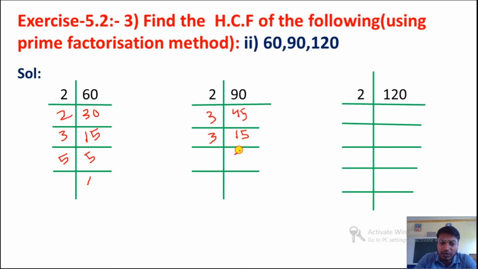Okay, and how many times will it go? 5 times. 3 5s are 15. Now here we have 5, which we cannot divide by 3, so we will take the next prime number, and the next prime number is 5. Now we can easily divide. How many times will it go? 1 time. Okay, so this is the prime factorization of 90.